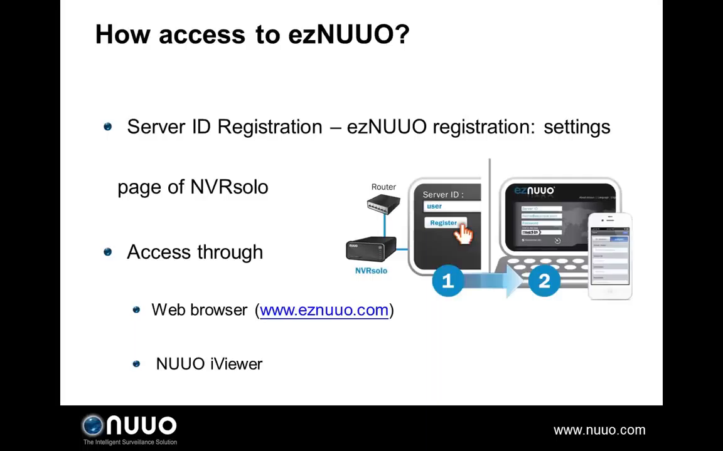But how to access ezNUUO? It requires only two steps. The first step is to simply register the server ID within the settings page of the NVRsolo. After the server ID registration, the second step, in order to watch live view and playback from anywhere in the world, is to connect to ezNUUO through the web browser at www.ezNUUO.com or through NUUO mobile application, the NUUO iViewer. Now we're going to see in detail how to access ezNUUO.